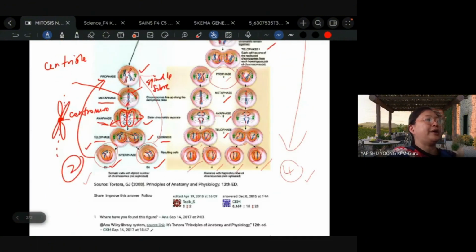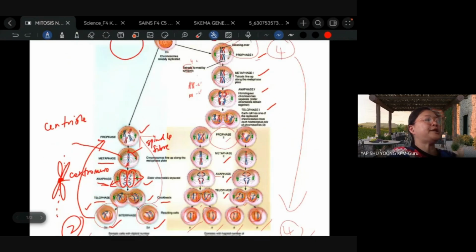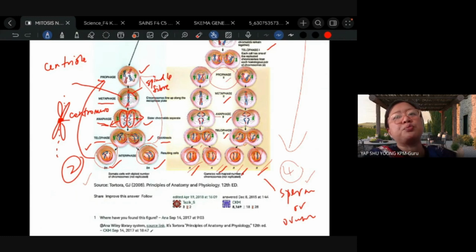Okay, another one I want to repeat here. Meiosis, just now I said it will produce 4 daughter cells. Actually, these are the sperm or the ovum. The function of meiosis is to produce sperm and ovum. It reduces the number of chromosomes into half.